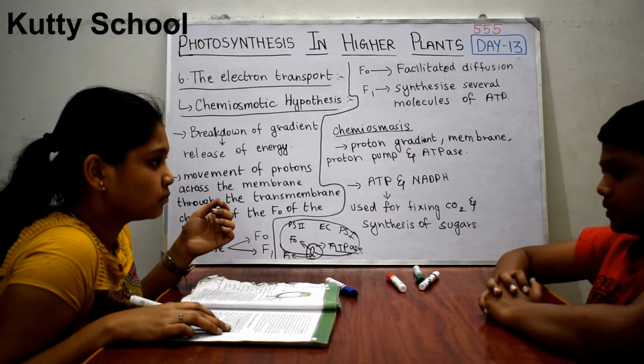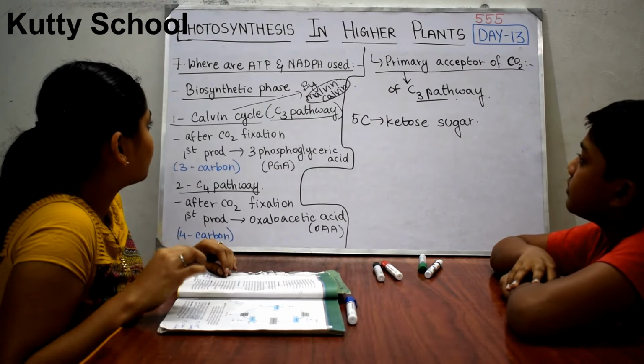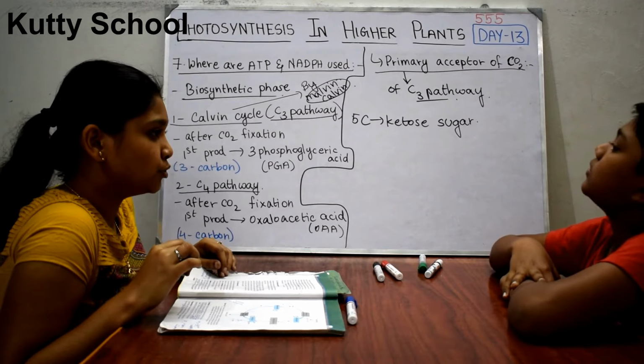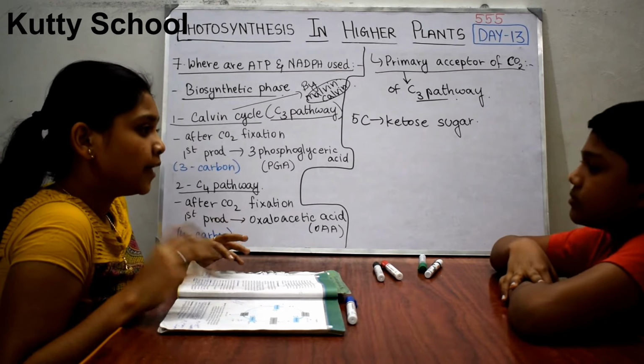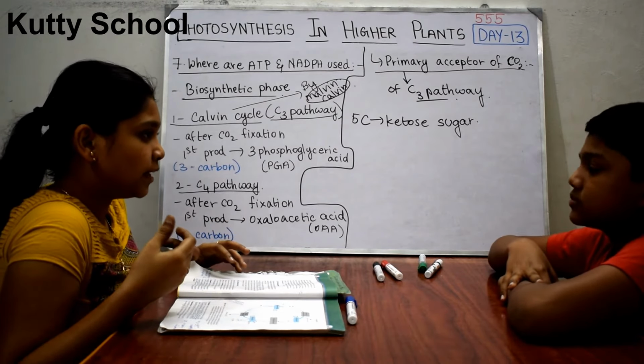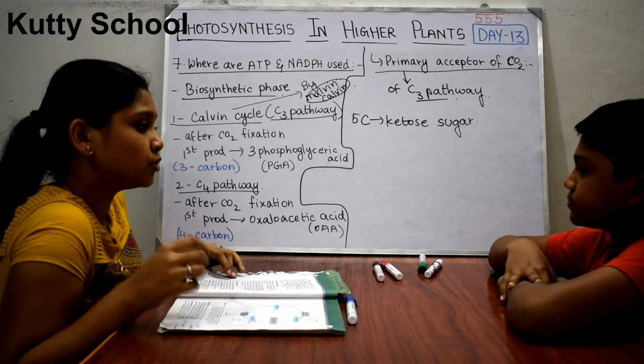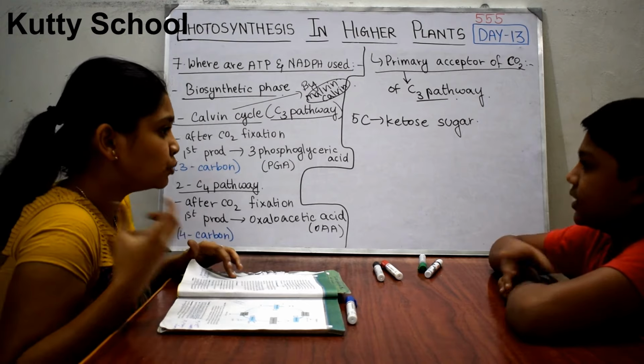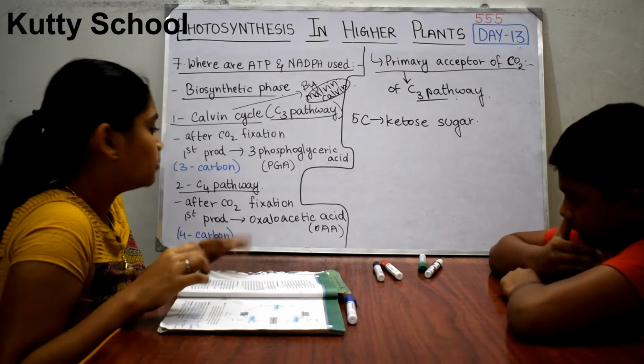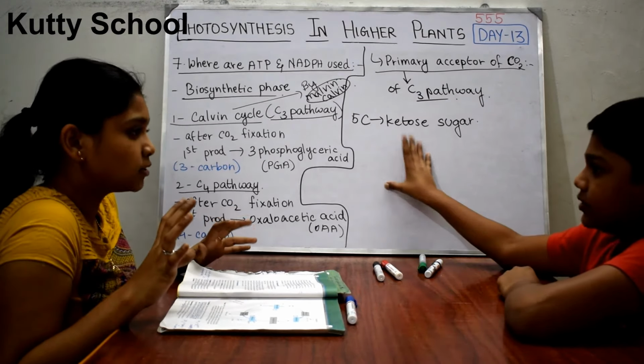We are going to the seventh topic, which is where ATP and NADPH are used. The ATP and NADPH produced in the light reaction are used in the dark reaction. So now we are going to see about the dark reaction.